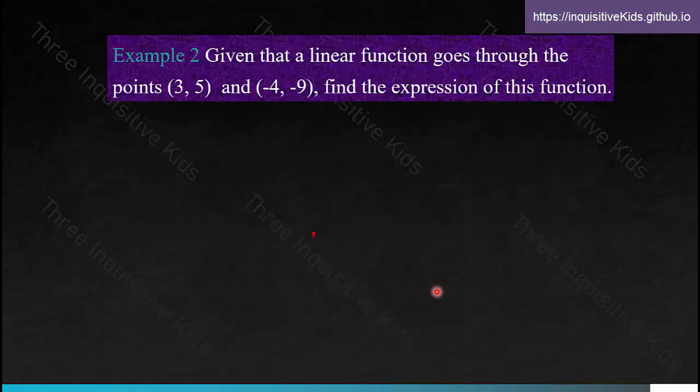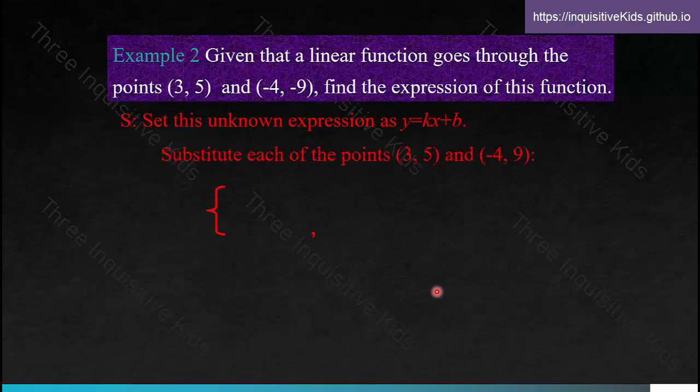Example 2. Given that a linear function goes through the points (3, 5), x is equal to 3, y is equal to 5, and (-4, -9), x is equal to negative 4, y is equal to negative 9, find the expression of this function. Well, first, set this unknown expression as y is equal to kx plus b. Substitute in each of the points (3, 5) and (-4, -9).